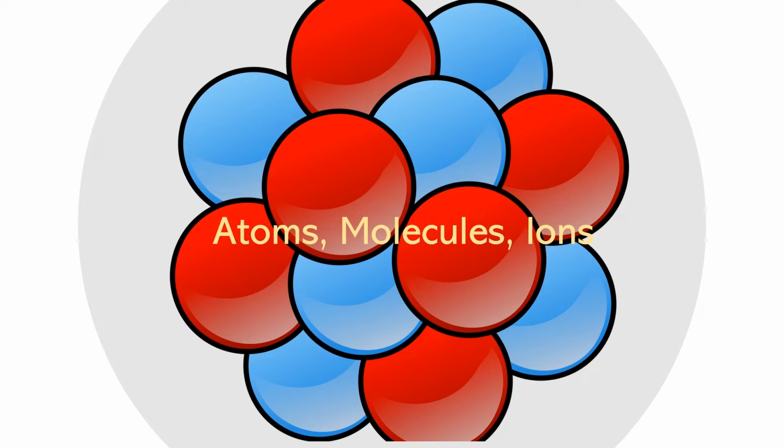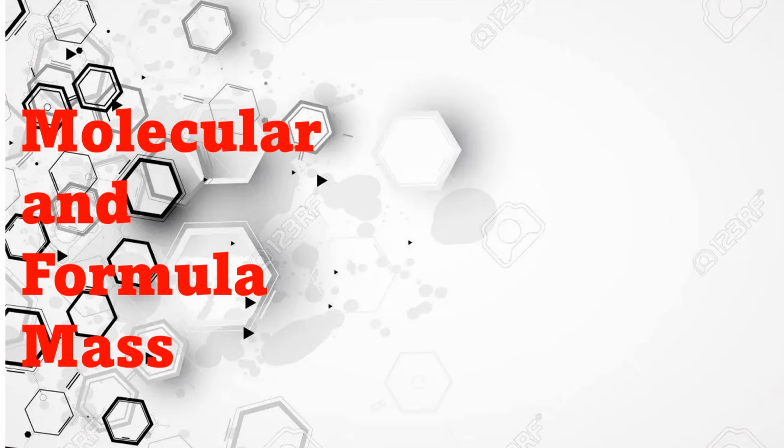Atoms are incredibly small. It is impossible to count the number of atoms or molecules to get their mass. What counting unit do we use to represent the number of atoms? If your answer is small, you are correct. The formula mass and molecular mass are 2 values that express the size of a molecule.